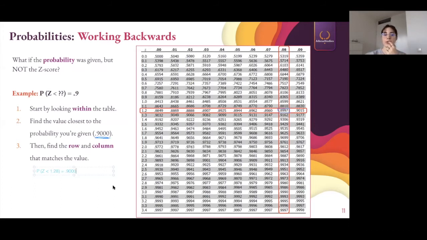So this is how you would approach a question like this, where you're given the probability but don't know the z-score. It's the exact same process, just inside out versus outside in. So that's an example with working backwards. Any questions about this?